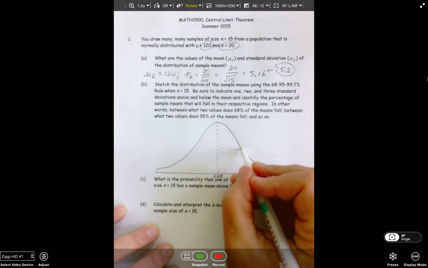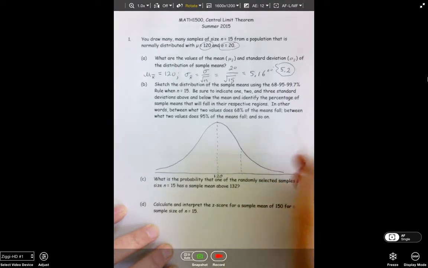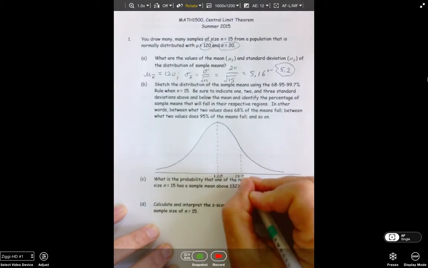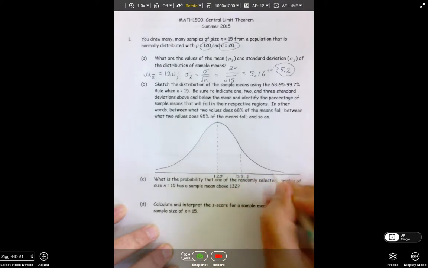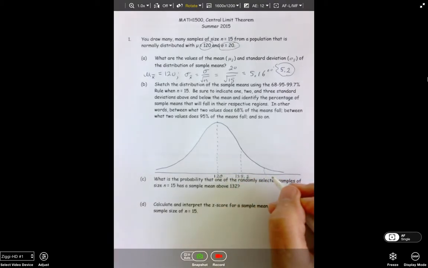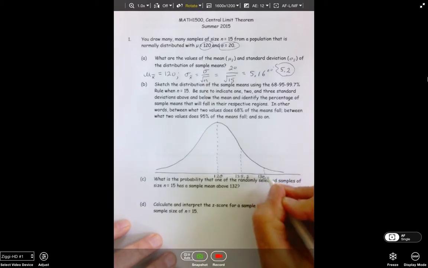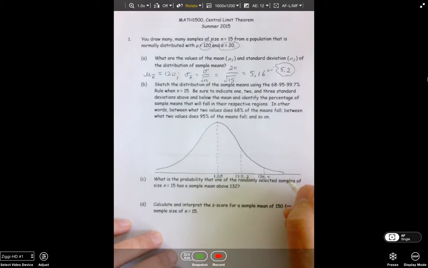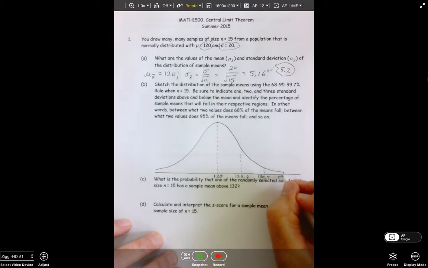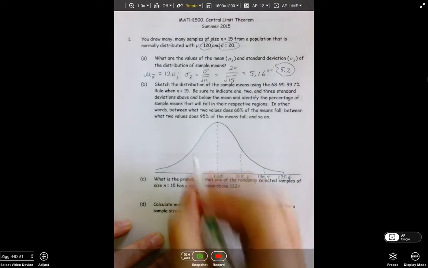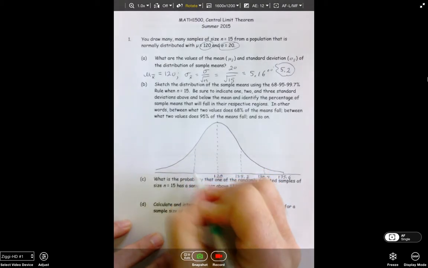Smack dab in the center is going to be the mean, which is 120. And then one standard deviation above the mean is going to be add 5.2. Add another 5.2. And add another 5.2. All right, come on this end and subtract a 5.2.